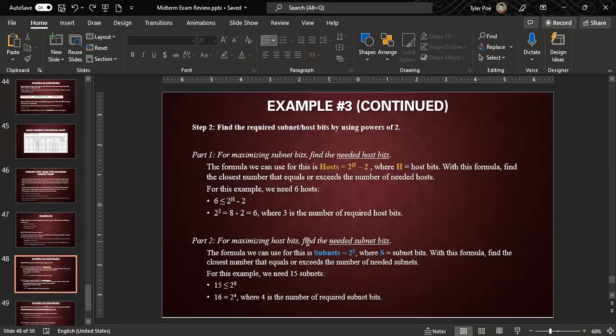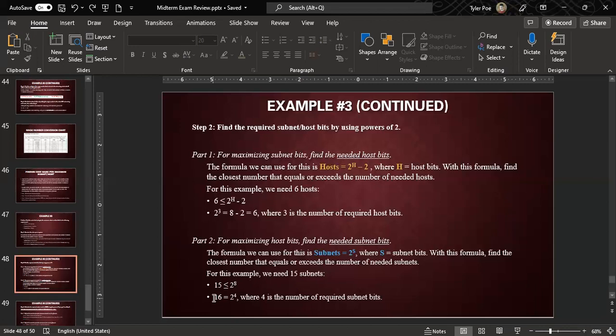Now, on the other hand, for maximizing host bits, we need to find the number of needed subnet bits. So we don't subtract 2 here. We just find the power of 2. That's pretty simple. Again, we're finding the closest number that either equals or exceeds the number of needed subnets. For our example, we have the number 15. So our formula is 15 is less than or equal to 2 to the power of s.